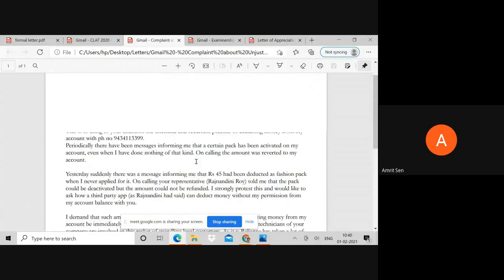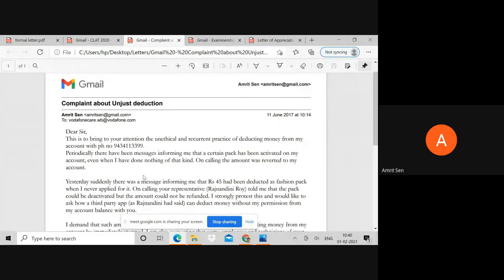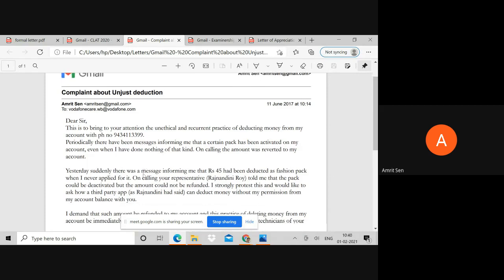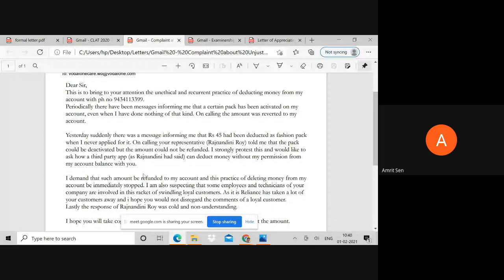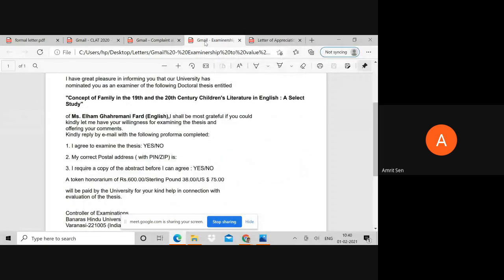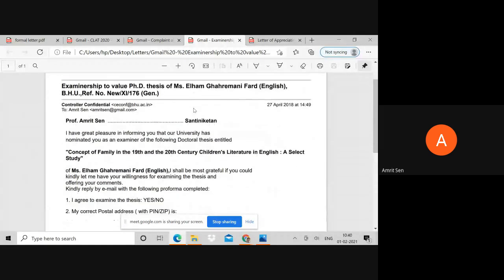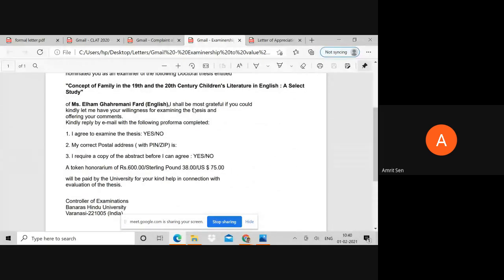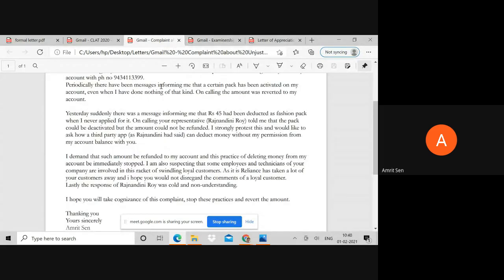Periodically, there have been messages informing me. So you see, what I've done is I have divided this clearly into paragraphs. The paragraph says, periodically, there have been messages informing me that a certain pack has been activated on my account, even when I have done nothing of that kind. On calling, the amount was reverted back to my account, right? So this happens with all of you also. So this is a tone of complaint. This was information with a tone of respect. So these are things that you must remember: what the tone of the letter will be.